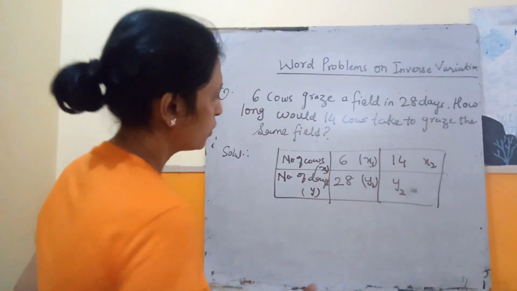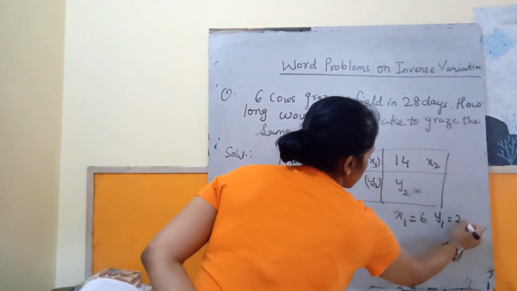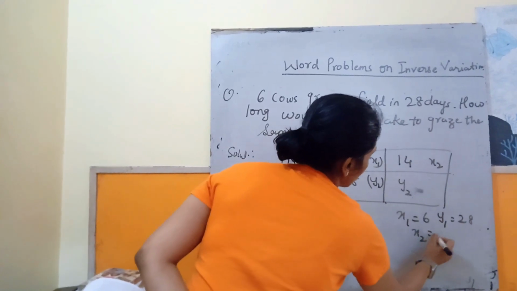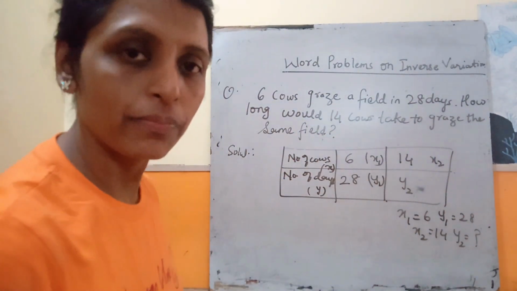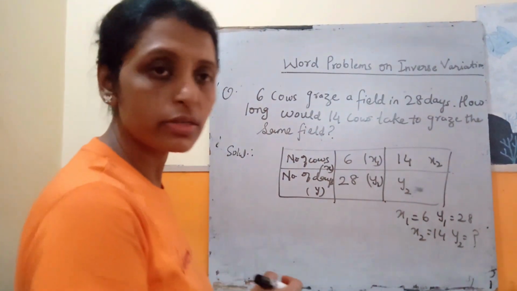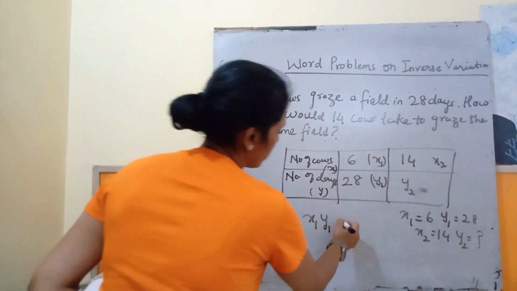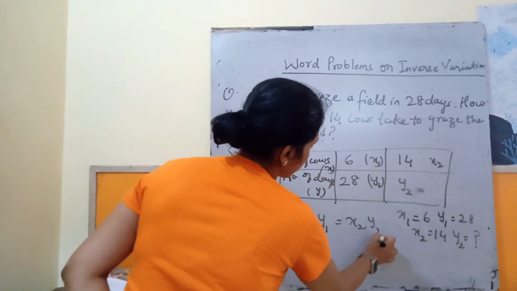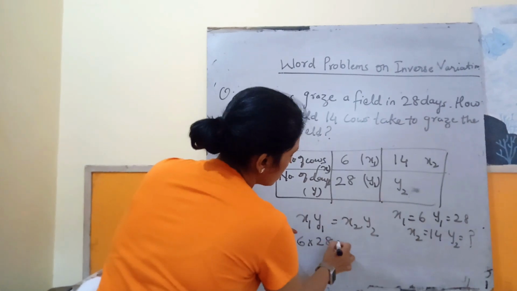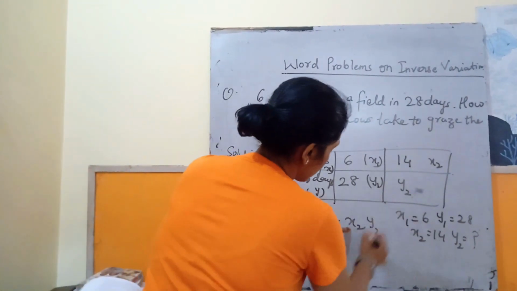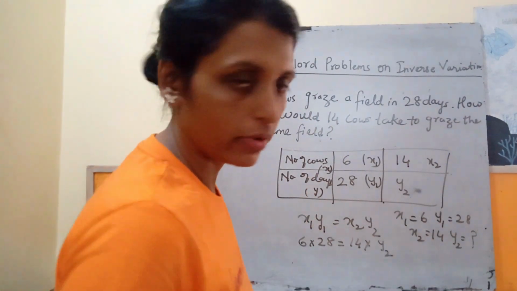Okay, so x1 we have 6, y1 we have 28, x2 we have 14. We have to find out y2. Okay, so as it is an inverse variation, x1 into y1 is equal to x2 into y2. So we have x1 as 6, y1 as 28, is equal to x2 as 14, and y2 we don't know. We have to find this variable only.